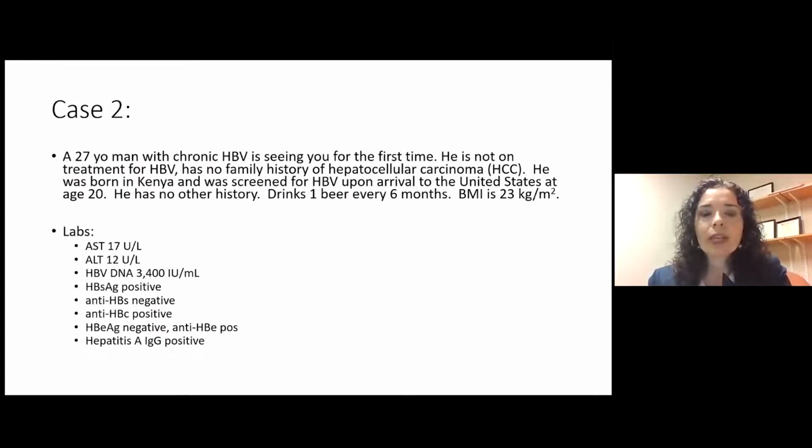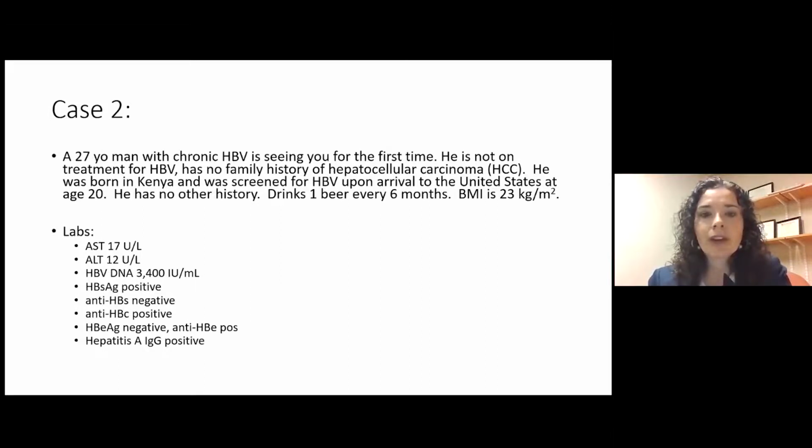Case number 2 is a 27-year-old man with chronic hepatitis B who's seeing you for the first time. He is not on treatment for his hepatitis B and has no family history of hepatocellular carcinoma, or HCC. He was born in Kenya and was screened for hepatitis B upon arrival to the United States at age 20. He has no other history.